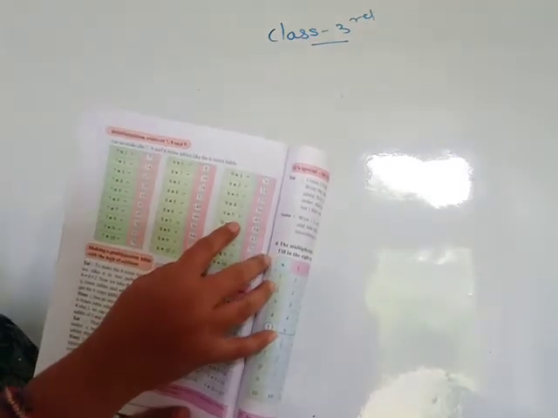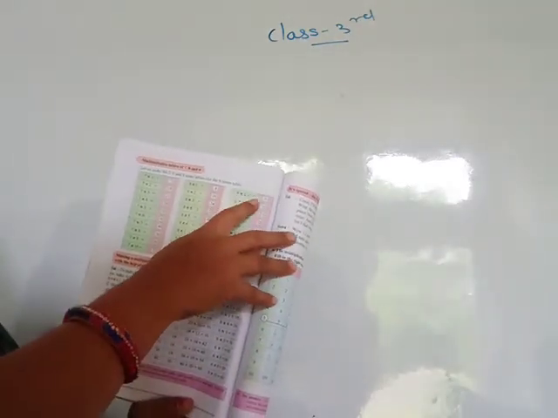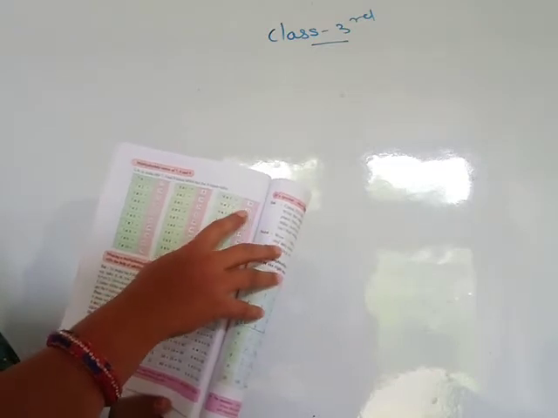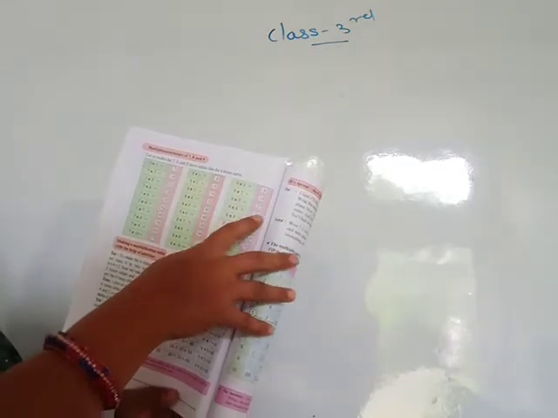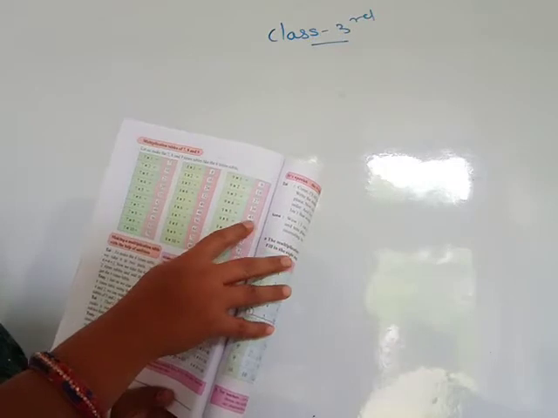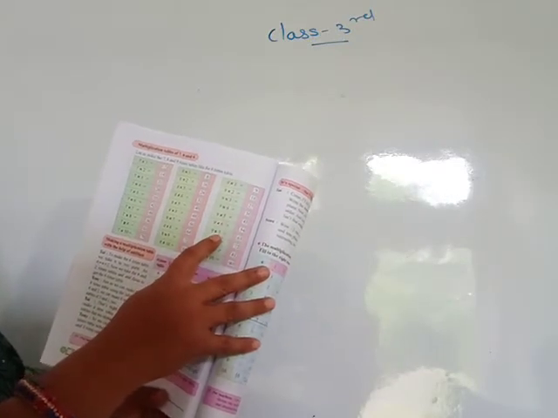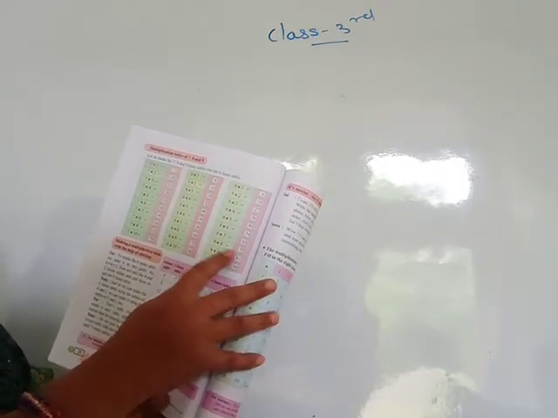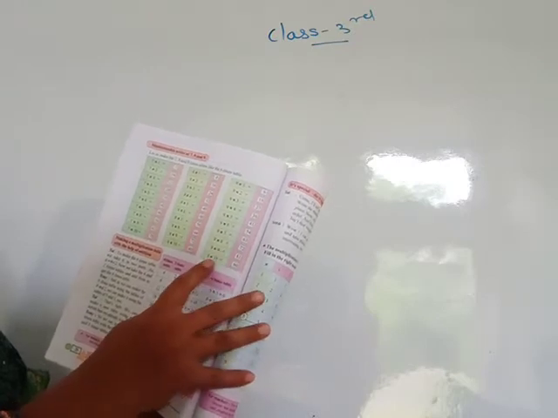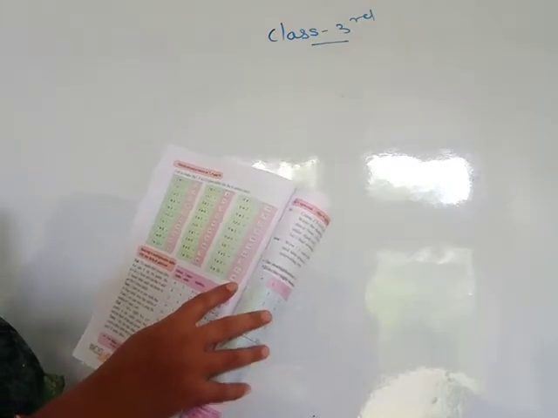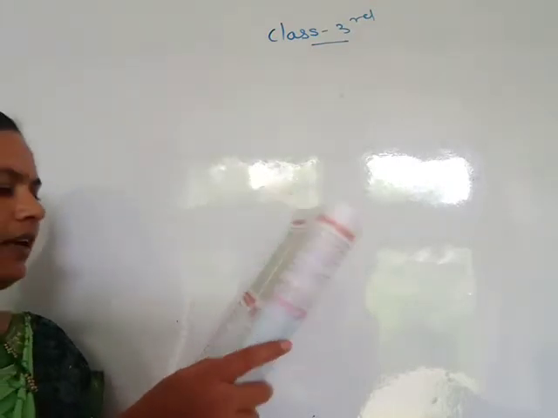Then see here, the next one, 9 table is given here: 9 1 is 9, 9 2 is 18, 9 3 is 27, 9 4 is 36, 9 5 is 45, 9 6 is 54, 9 7 is 63, 9 8 is 72, 9 9 is 81 and 9 10 is 90.